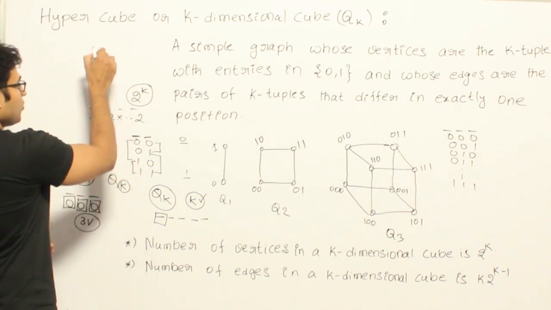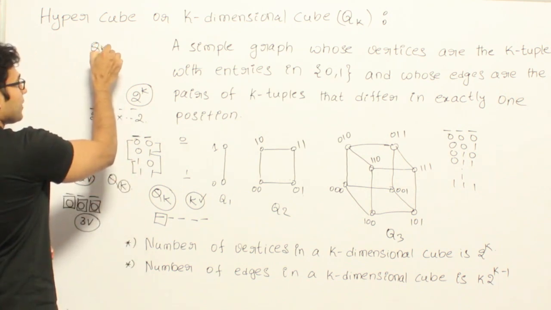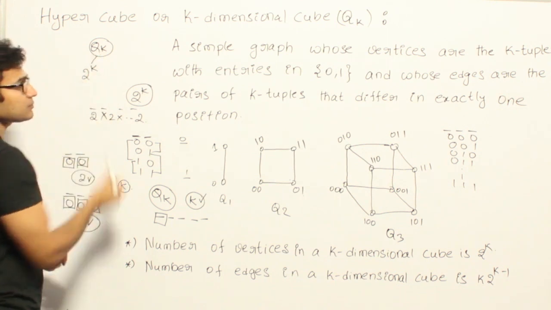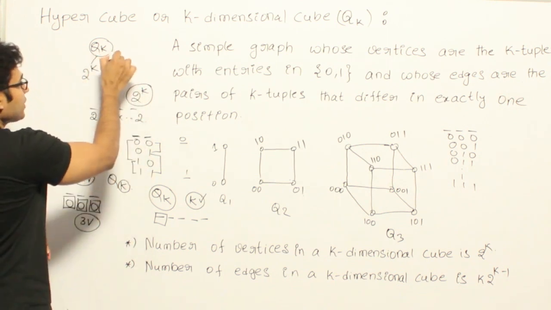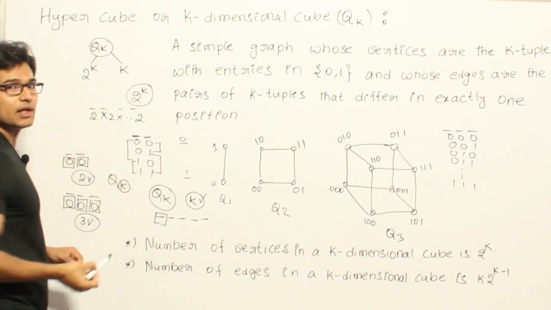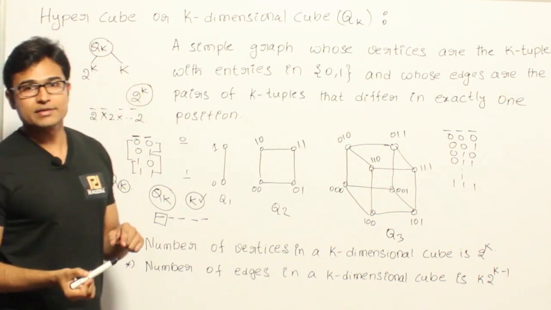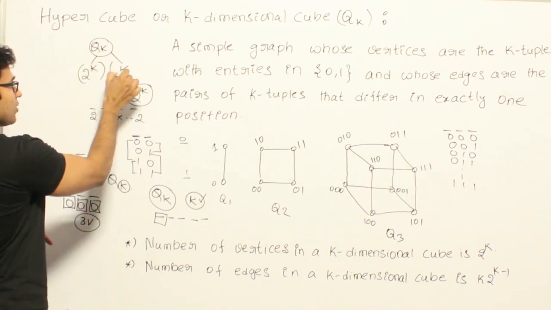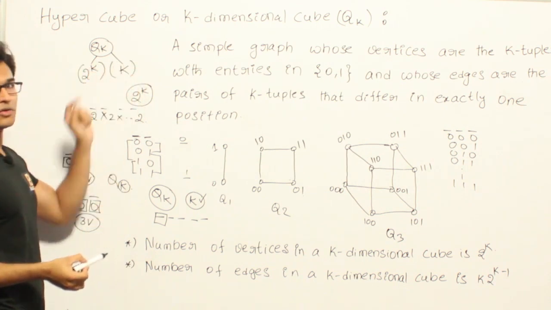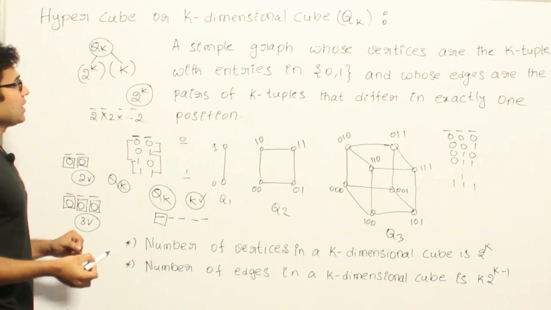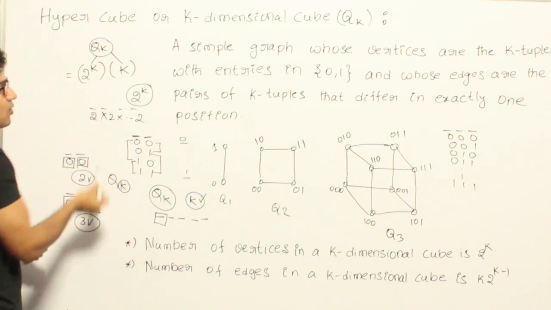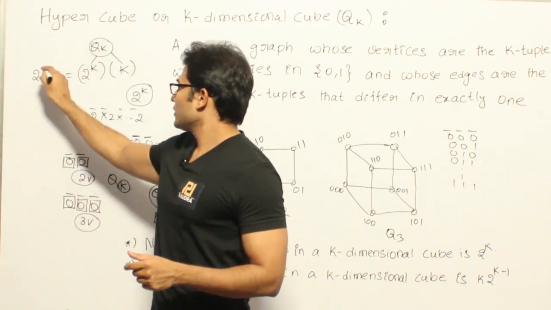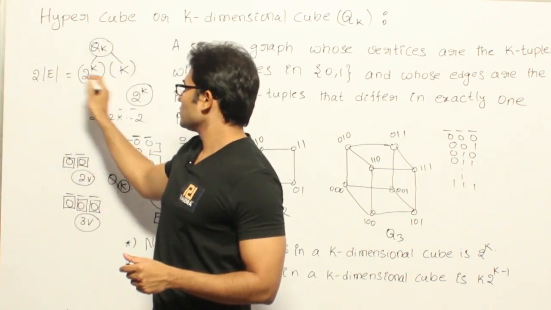So now you have 2 points. In Qk, the number of vertices is 2 power k, and the degree of each vertex is k. Now what will be the sum of all degrees? The sum of all degrees will be equal to the number of vertices into the degree of each vertex, which means 2 power k into k. Now this should be equal to what? According to the handshake lemma, 2 into the number of edges should be equal to this number.